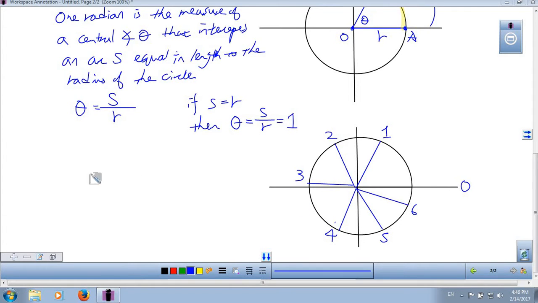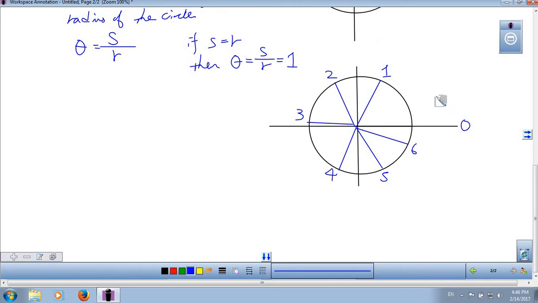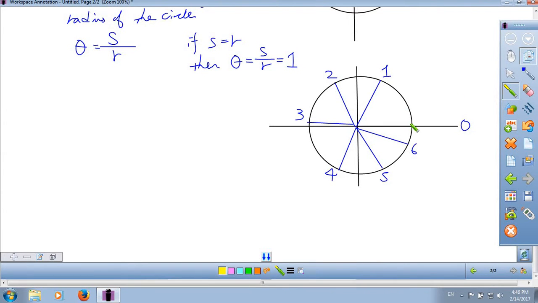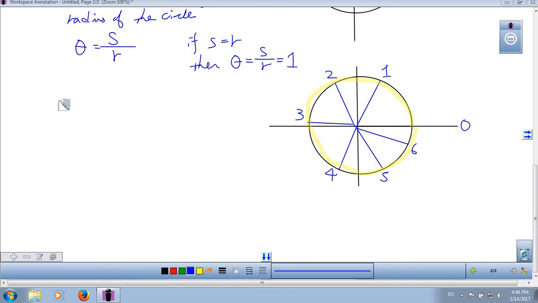But let's think about this. What is the arc length if we travel the full circle? If we rotate the whole circle, what is that distance called? If you recall from geometry, that is called the circumference. And the circumference of the circle is 2 pi times the radius of the circle.